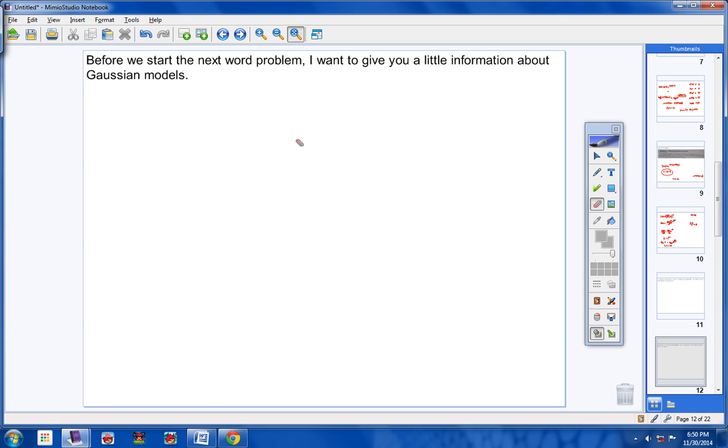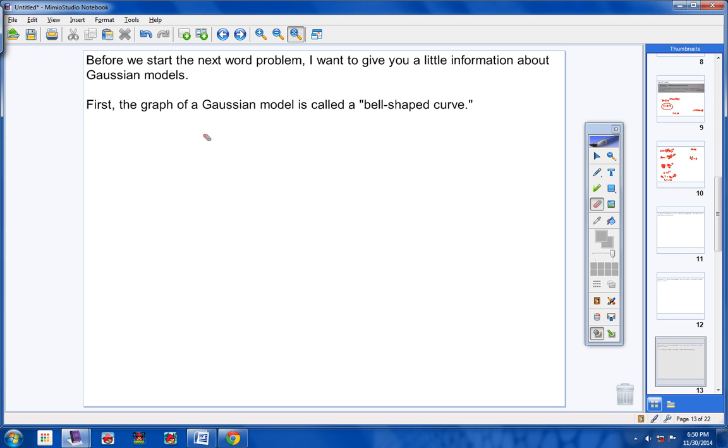Before we start the next word problem, I want to give you a little information about Gaussian models. Please copy this down. First, the graph of a Gaussian model is called a bell-shaped curve. You can probably see that right now, guys, on page 499. Look over at 499, and you'll see a bell-shaped graph. That's a graph of a Gaussian model, and we call this a bell-shaped curve. For obvious reasons, it looks like a bell. So make note of that in your notes.